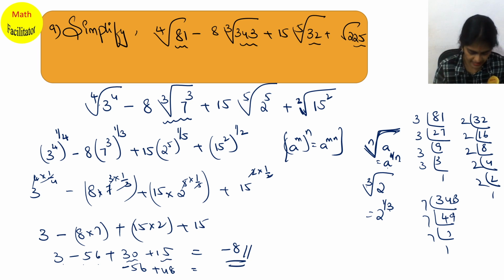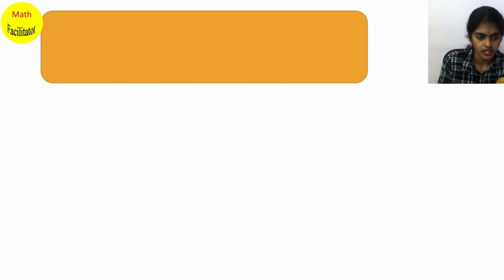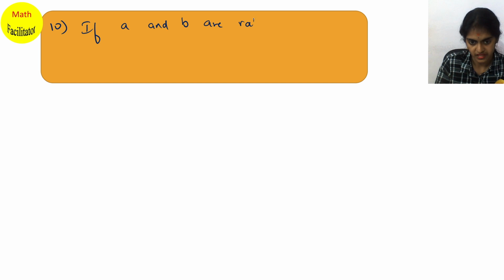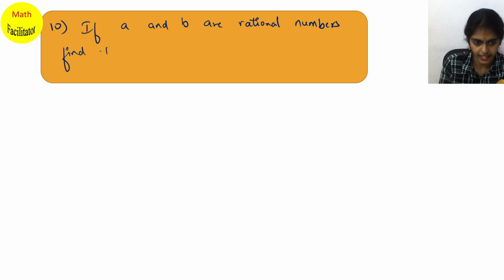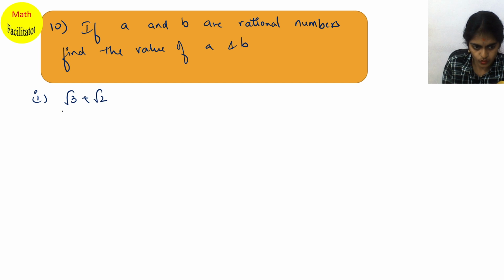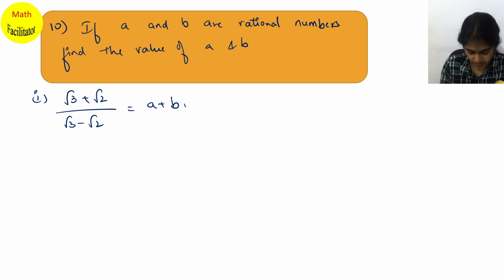Clear with this? Yes. So the next two questions are also similar. Have a look here. Question number 10. If a and b are rational numbers, find the value of a and b in each of the following cases. The first question you have is root 3 plus root 2 divided by root 3 minus root 2 is equal to a plus b root 6.